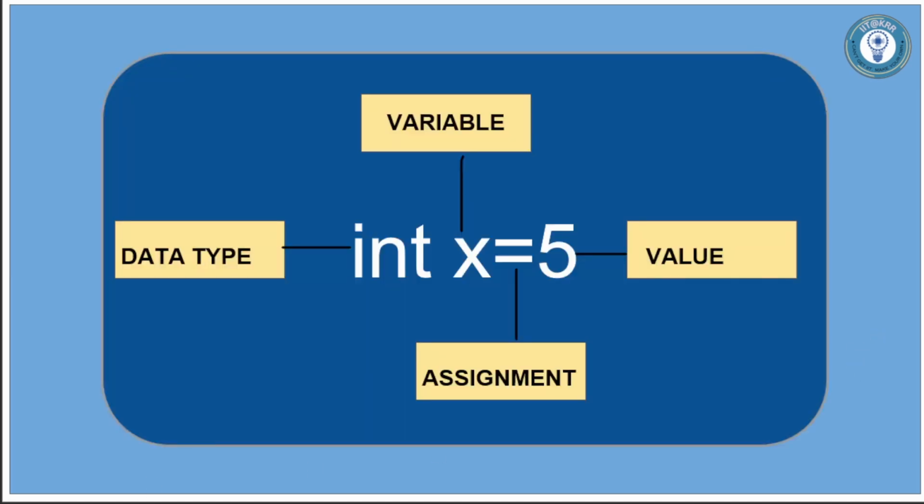This is how you create a variable in C++. First you mention the data type, it is going to be integer, and the variable name, it is going to be x, and I am assigning the value 5 to the variable x.